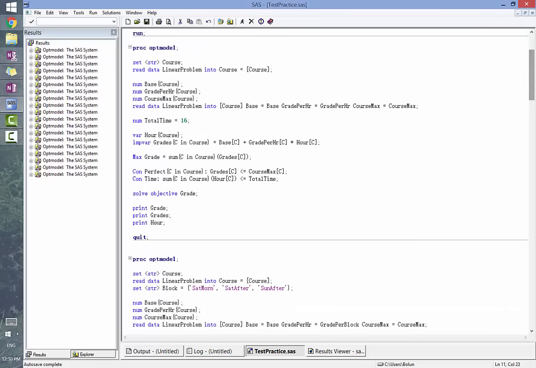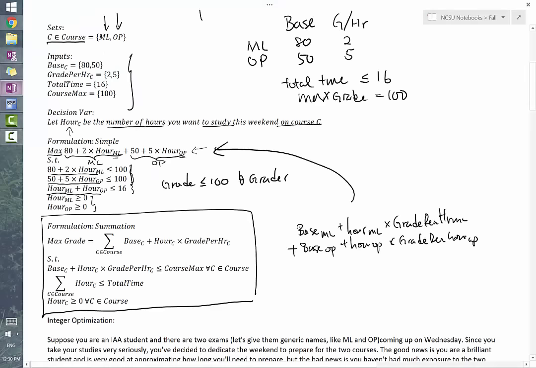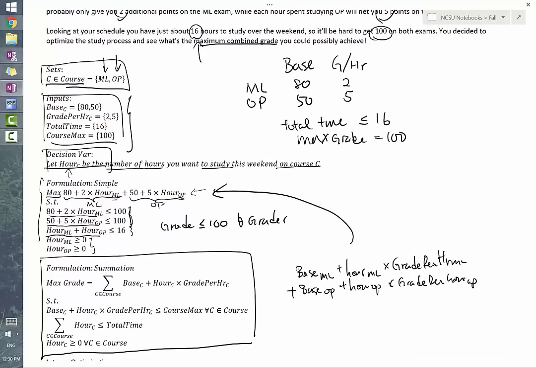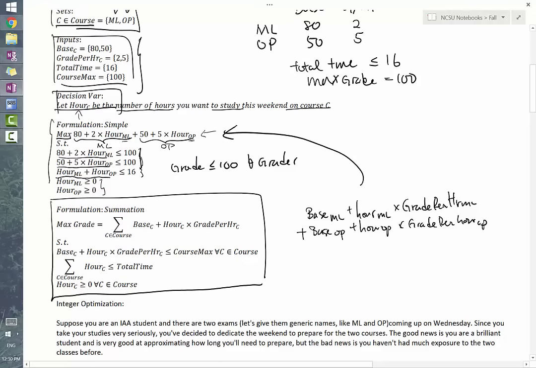So it's important to remember that proc optmodel almost corresponds with your formulation on a one-to-one basis. So we saw with our formulation, we have a set section, we have an input section, we have a decision section. This is not going to be really in there because that's just a different way of writing the formulation. And then we have the formulation itself. Your proc optmodel is also going to have every single one of these.